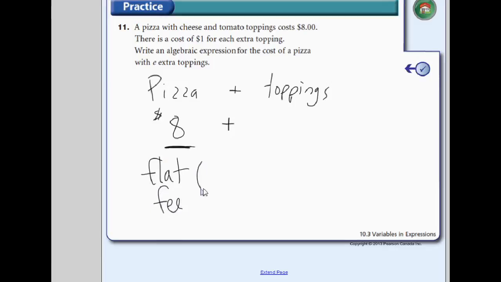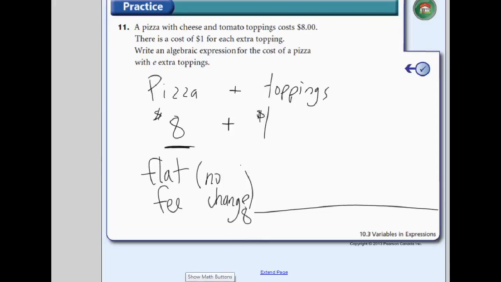Flat means it doesn't change. No change. It stays flat. Like if you think of something that's flat over time, the price stays the same. It stays $8, doesn't go up. Okay? So you've got a flat rate, then you've got a charge of $1 per topping.